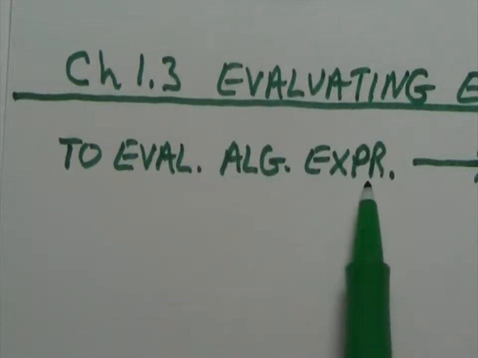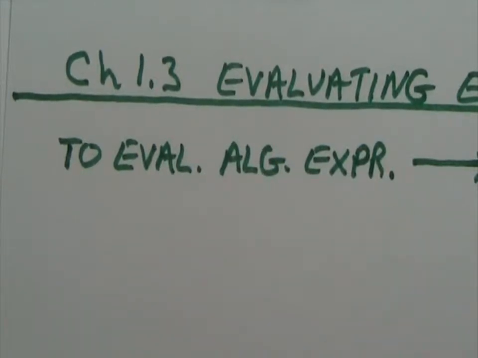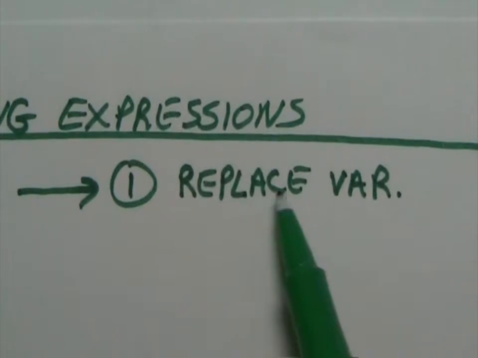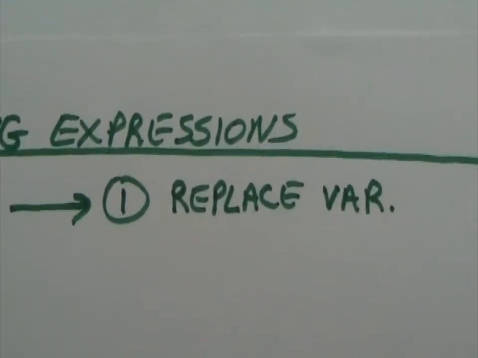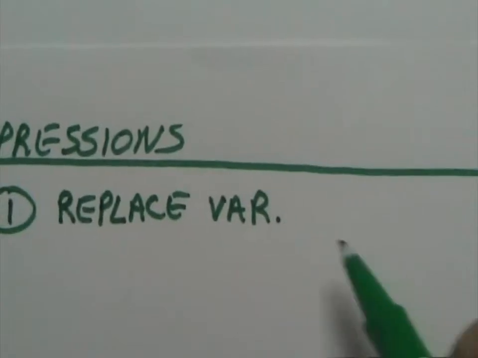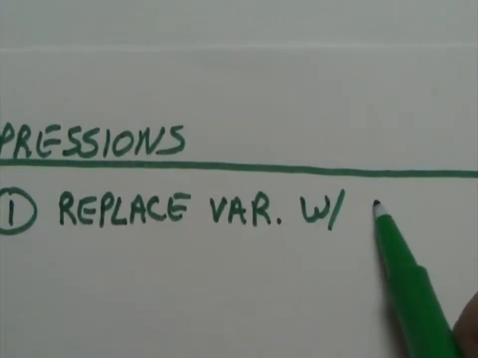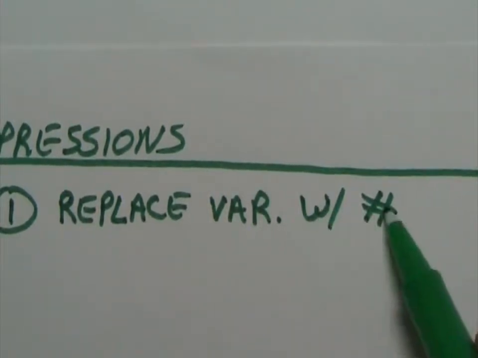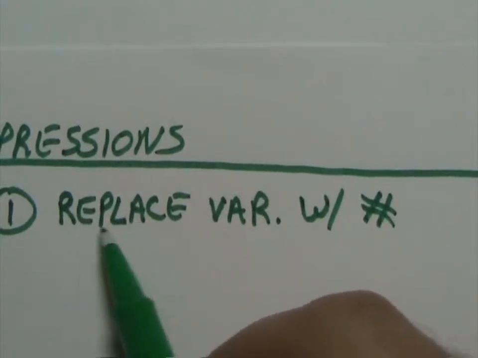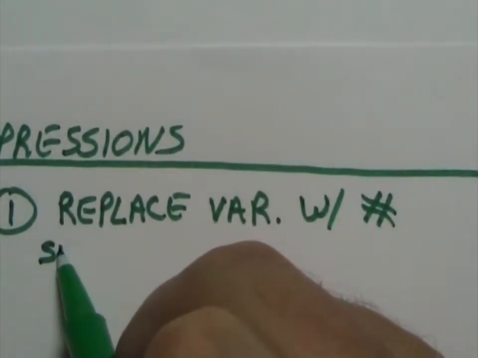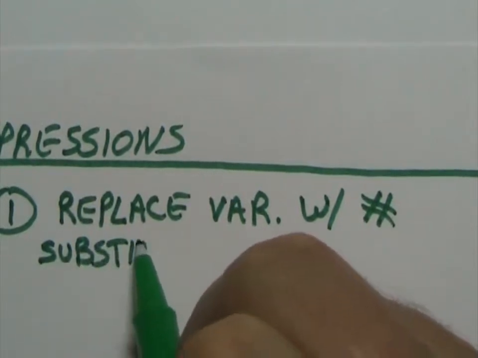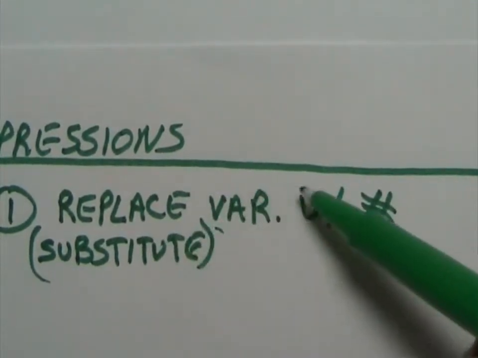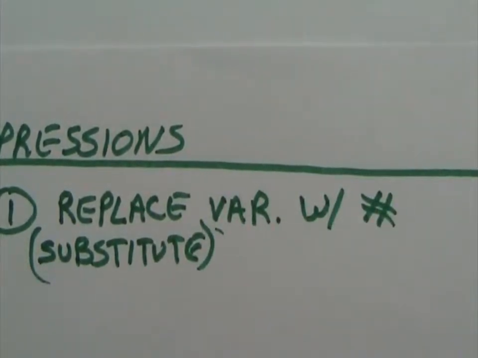To evaluate algebraic expressions, here's what we need to do. Our first step is to replace a variable with a number, or the number they gave us. Another word instead of replace is substitute. Substitute a variable with a number. So you'll hear that a lot.